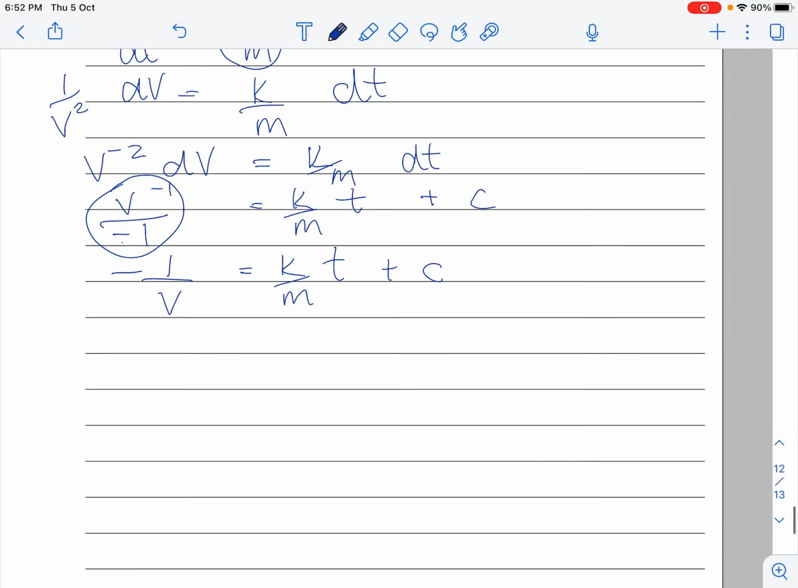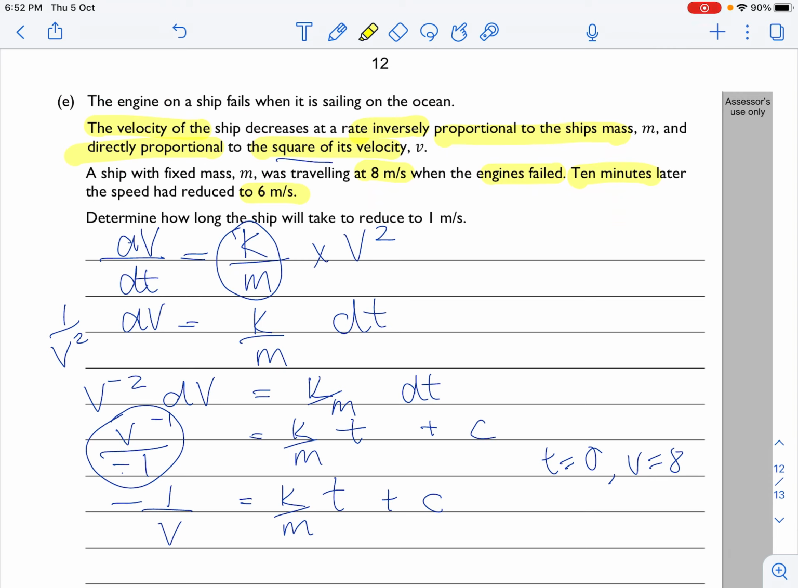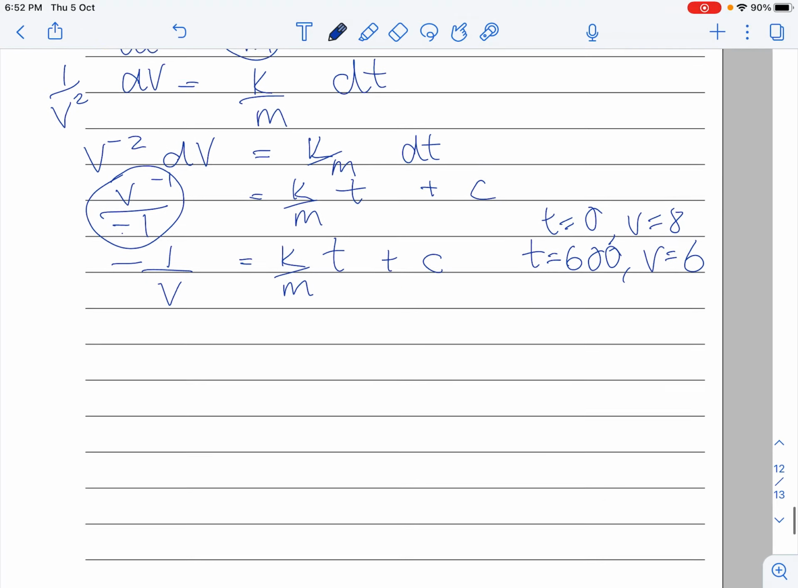All right, let's fill in some gaps here. So what we know is that when the engine's failed, so that's when time is 0, then it's 8 meters per second. So when t is 0, my velocity is 8. We also know that 10 minutes later, it reduced to 6 meters per second. Now, remember, this is per second, so we need to change that to seconds. So 10 times 60 is 600. So we're going to use 600. So when t is 600, our velocity is 6.